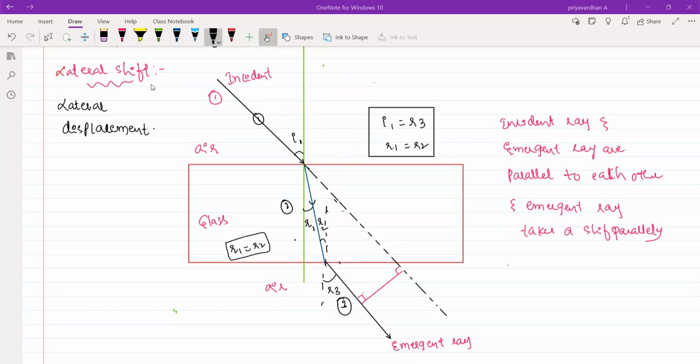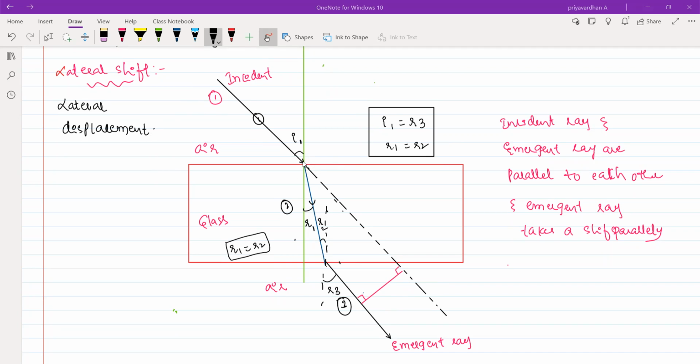Okay, lateral shift, you understood, right? So what do you mean by lateral shift? If you draw the incident ray, if you extend the incident ray, as well as if you see the emergent ray, incident ray and emergent ray will be parallel to each other. So incident ray seems to be shifted by a bit parallelly. So this shift is known as lateral shift or lateral displacement.